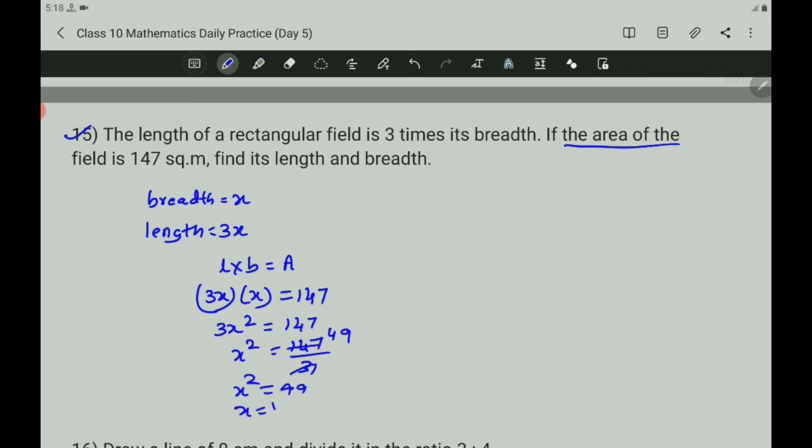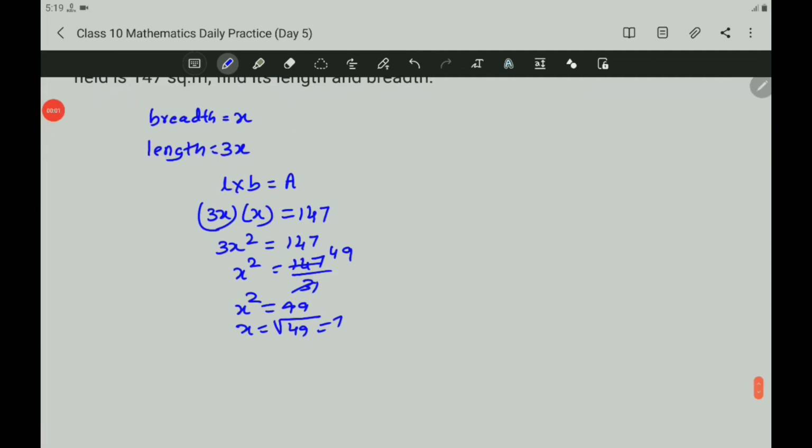Then x equals square root of 49. That equals 7 you can write. Otherwise also you can write here x square is square of 7. 7 square you write. Therefore x equals 7. You can also take square root of 49 by taking x equals, or taking x square equals 7 square. You will get the value of x directly, that is x equals 7.